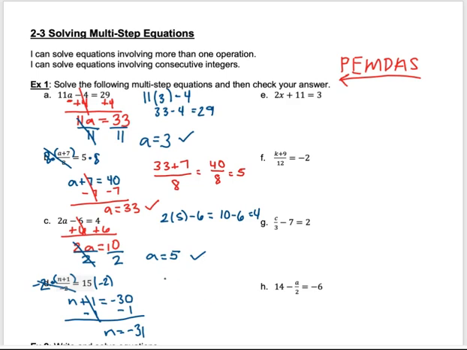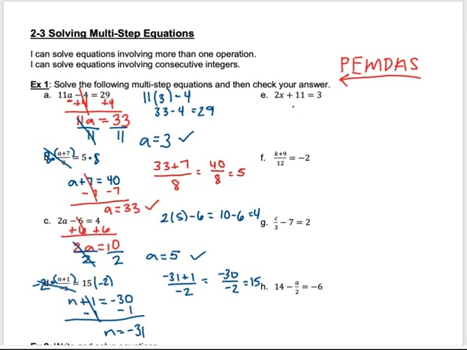Now you should have checked your answer. So if you plug that back in, you get negative 31 plus 1 divided by negative 2. Negative 31 plus 1 is negative 30. Divided by negative 2 gives me a positive 15, and that does equal the other side.